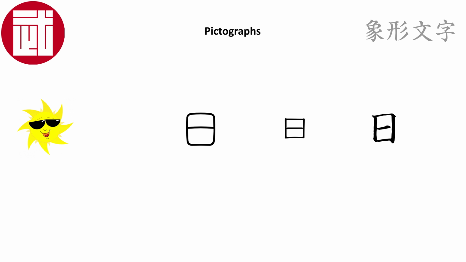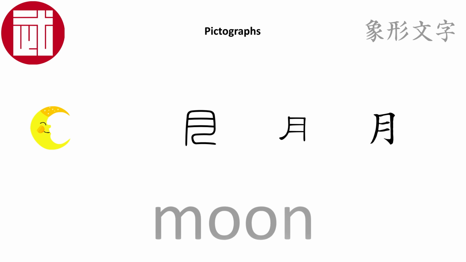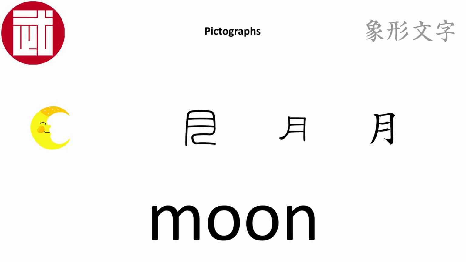For example, let's look at the sun. See how the character kind of looks like the sun a little bit, minus the sunglasses? Now, let's look at the moon. How about a tree? Can you see the similarities?